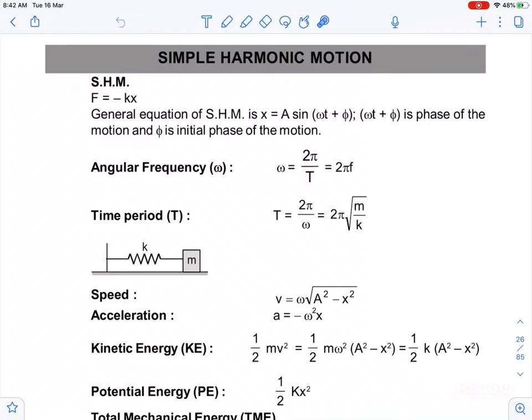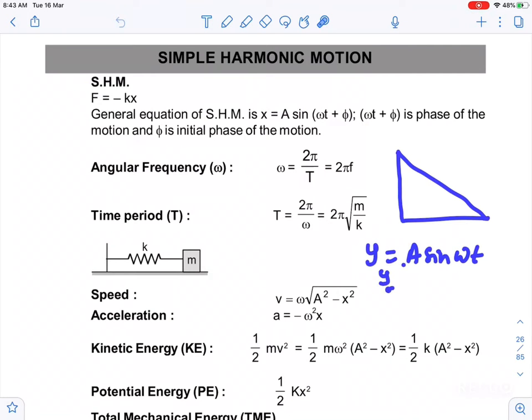So first of all, what you have to remember in simple harmonic motion is the general expression, which is a sine omega t plus phi. This omega t plus phi is known as the phase of the motion, and phi is the initial phase. If it is taken as 0, then y is equal to, or x is equal to, a sine omega t. Suppose someone writes y is equal to a sine omega t as the general expression, so y by a can be written as sine omega t.